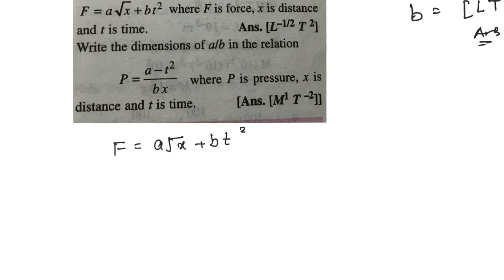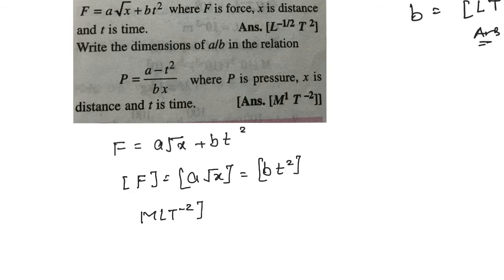So class, this F is force, so a under root x will be force, and bt square will be force. Force plus force is equal to force. So force F equals A under root x equals bt square. Now class, force is M L T minus 2. A, and class, what is x? It is length. Root means power half. So A will be M L T minus 2 L power half.